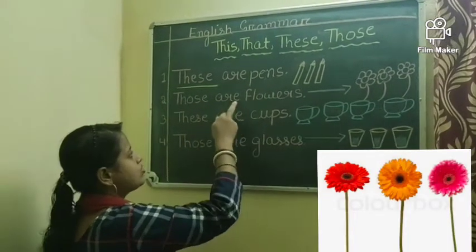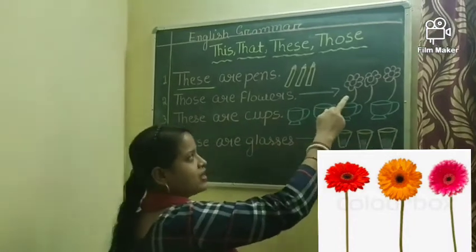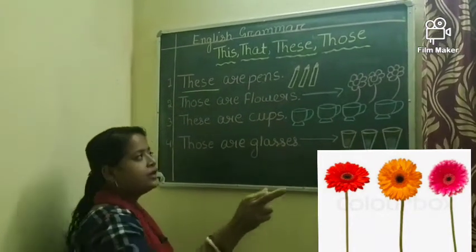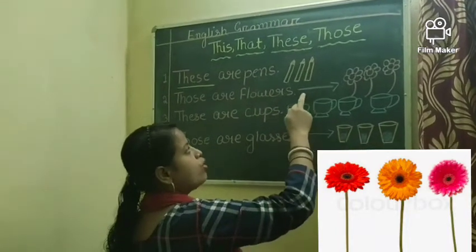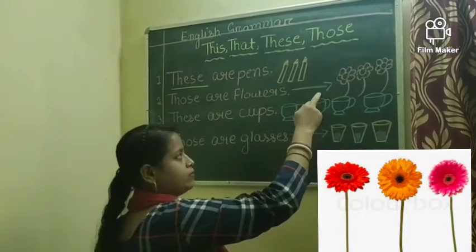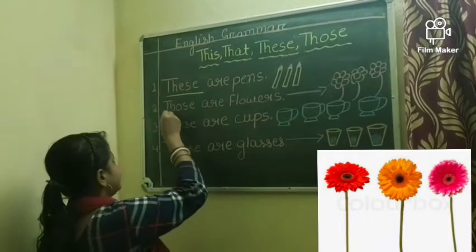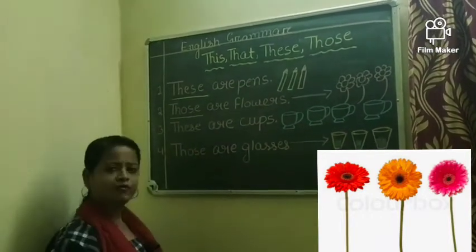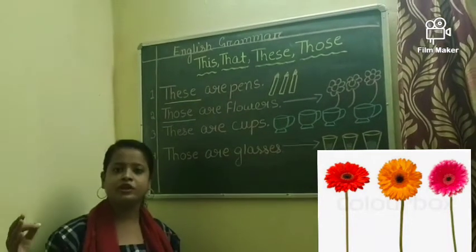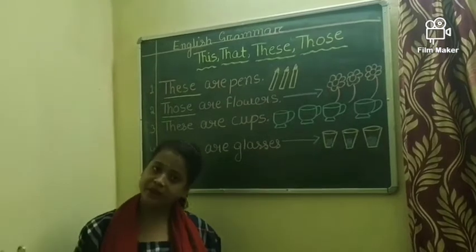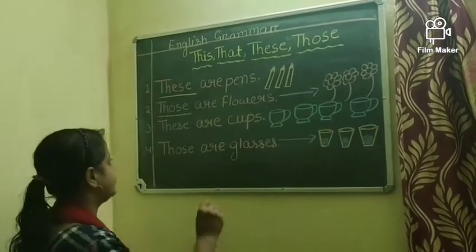Now see this one. I have written here, those are flowers. How many flowers are there? 1, 2, 3. More than one flower. In this case, it is also indicated by this arrow mark that these flowers are far away from you. So in that case, you will use those are flowers. We use these and those for plural objects, many persons. Okay? See this one.